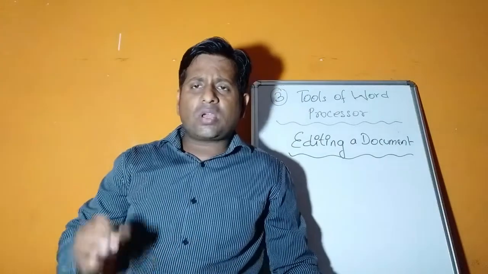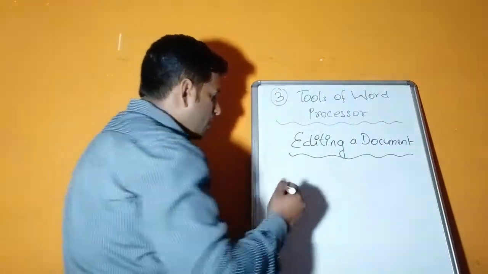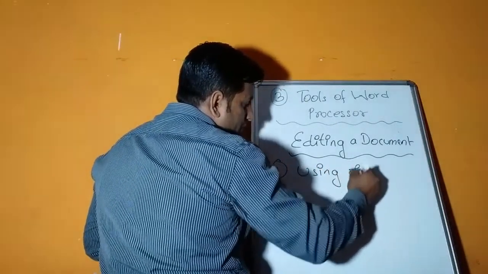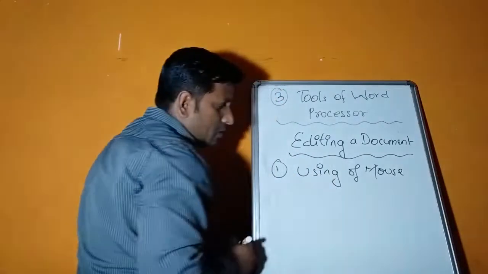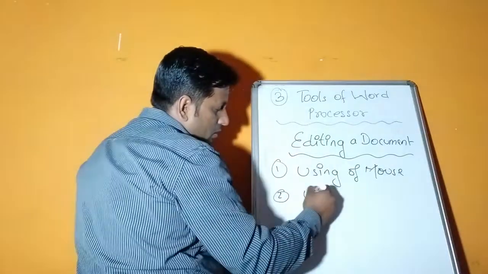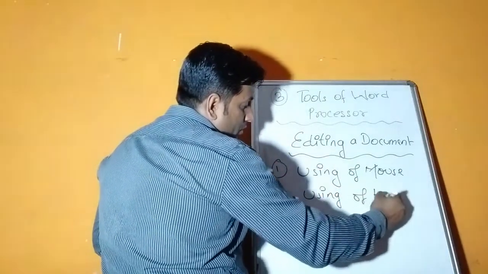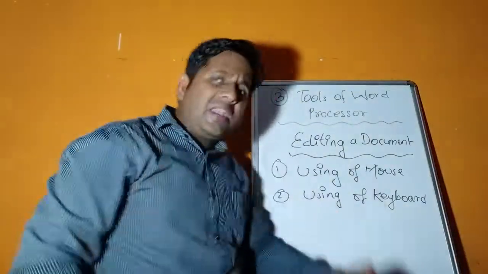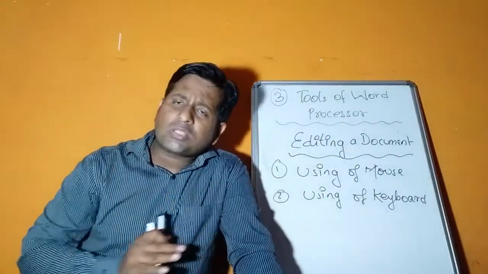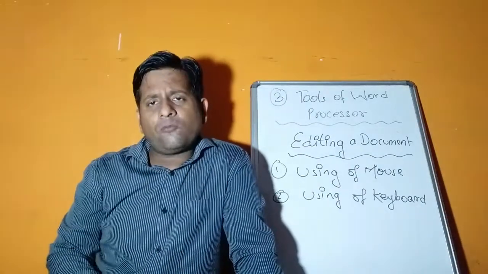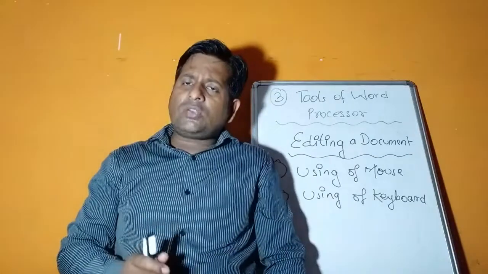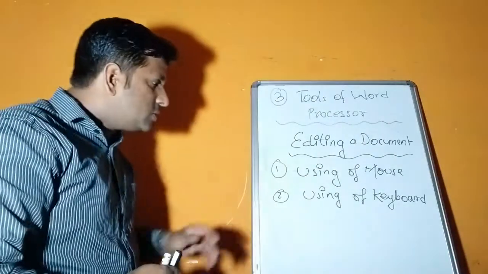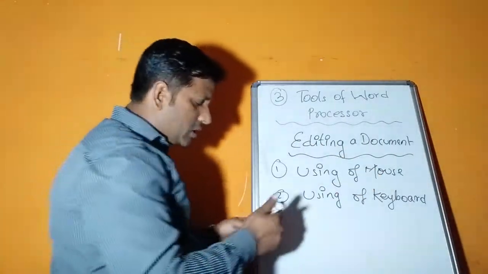Selection of text is done either by using a mouse or, second, by using a keyboard. So children, for doing any modification or editing work, first of all we need to select the text. After selecting, only then we perform various editing operations. For selection of text we can use either a mouse or a keyboard. Both options we have.